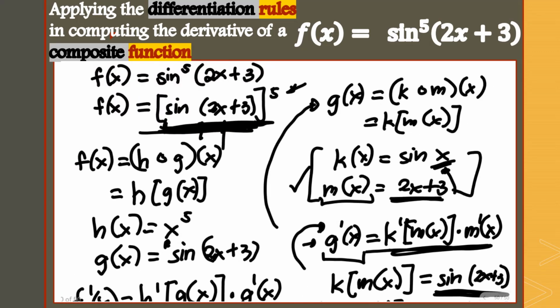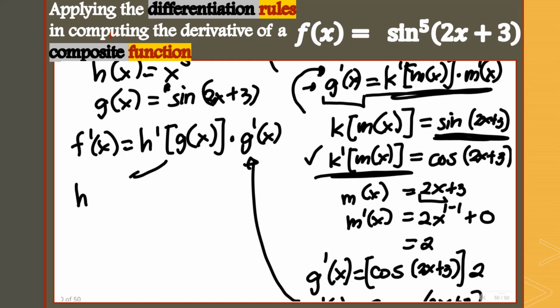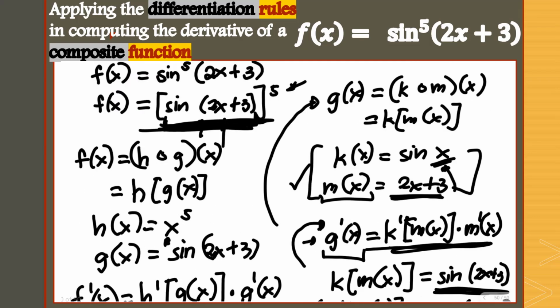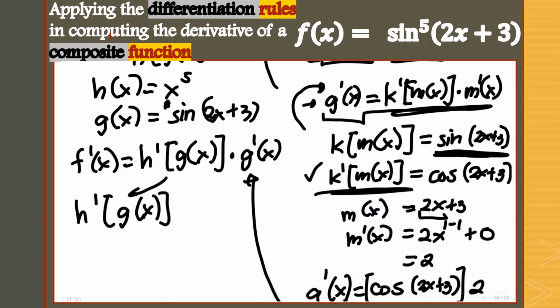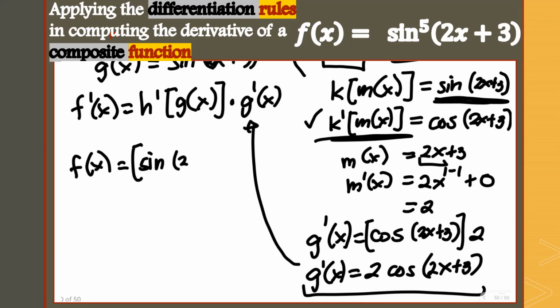But since this is g of x already identified as this, we don't need to solve for that. What we need to do here is just the derivative of h of g of x, which is the derivative of this original function here. So we are going to use here the power law, or the rule for differentiating power, as this is the exponent, treating this as 1. So let me write it first here. F of x is actually sine of 2x plus 3 raised to the power of 5. Again, understandably, there's a 5 there. We just simply move it out.